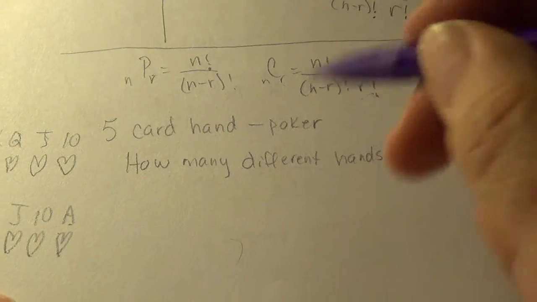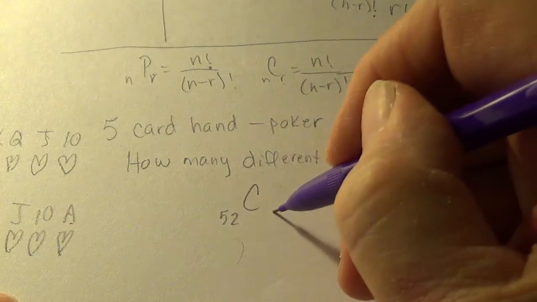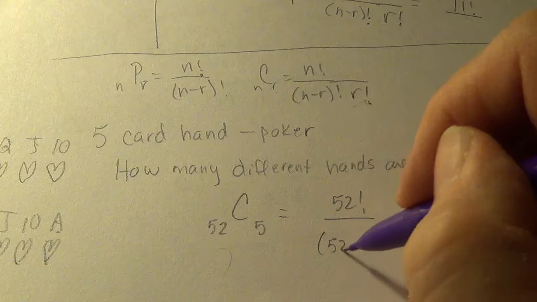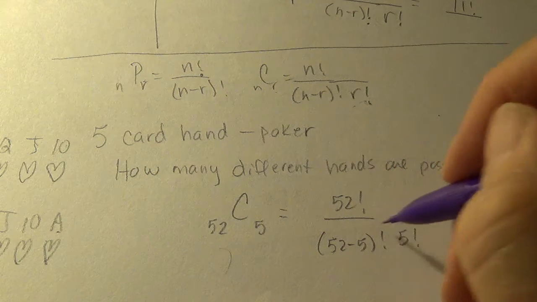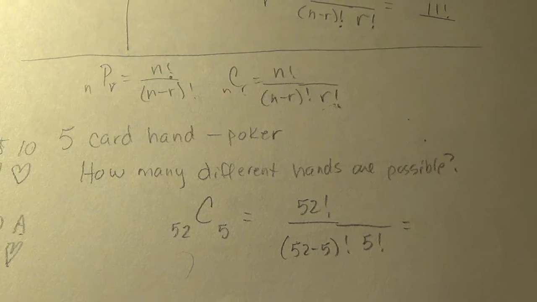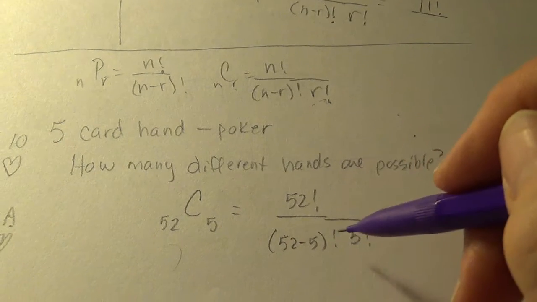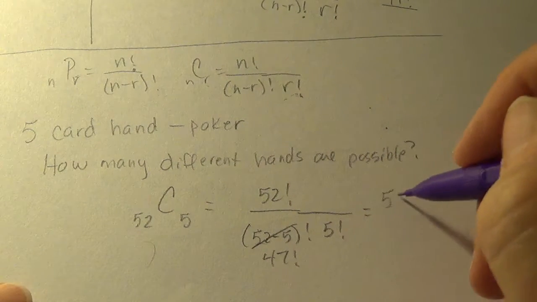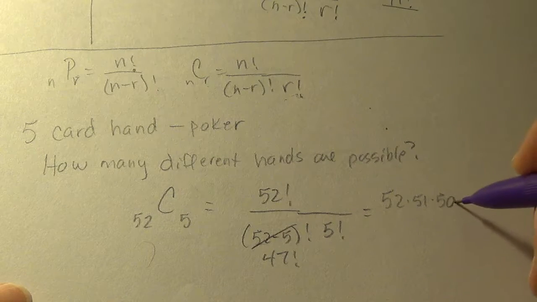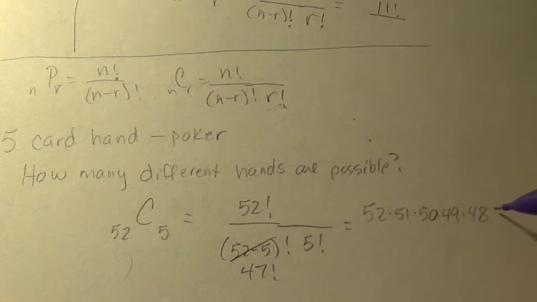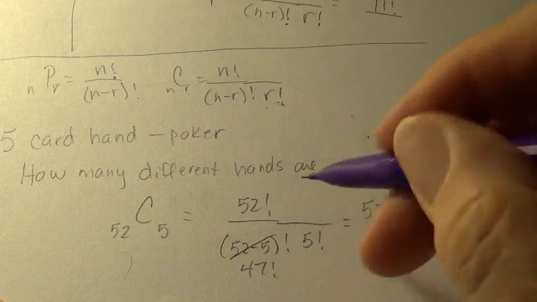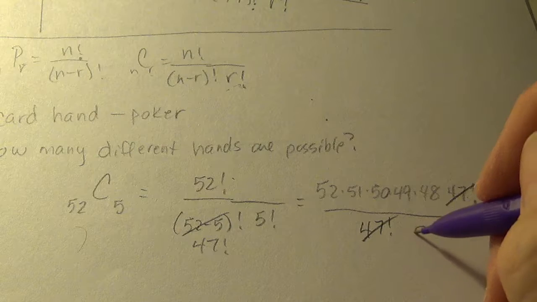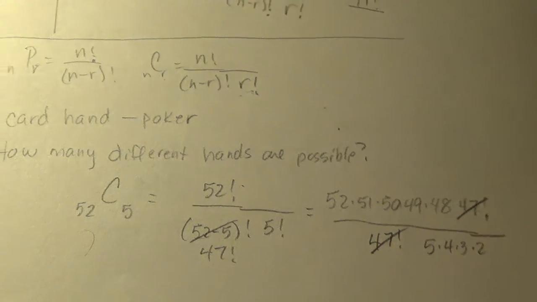We will be using this formula. So the combination of 52 cards, taking 5 at a time, is going to be 52 factorial divided by 52 minus 5 factorial times 5 factorial in the denominator, that is. So I see 52 minus 5 is going to be 47. So I can write out 52, 51, 50, 49, 48, and then stop at 47 factorial. So that's rewriting 52 factorial, stopping at 47, so that these cancel, and 5 factorial is 5 times 4 times 3 times 2.